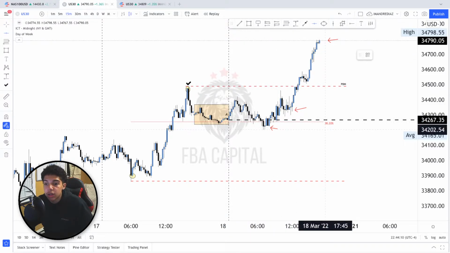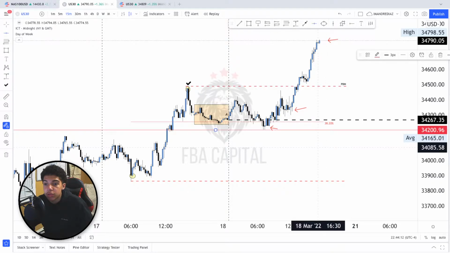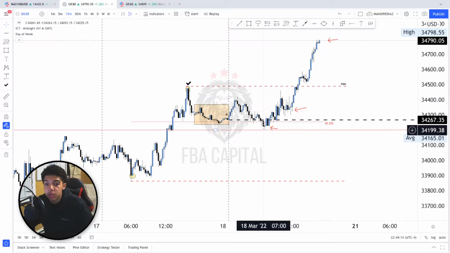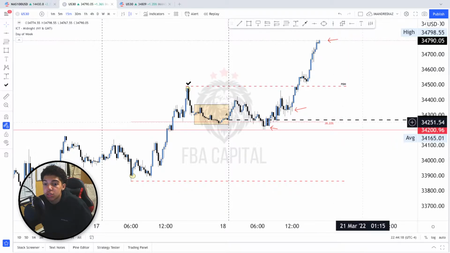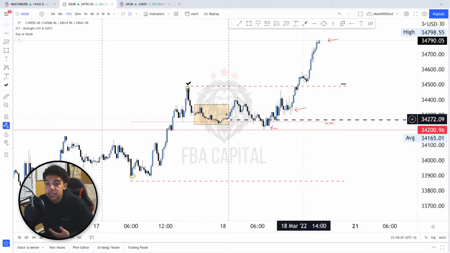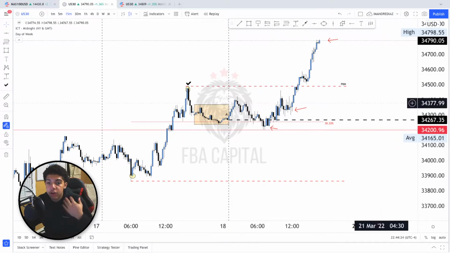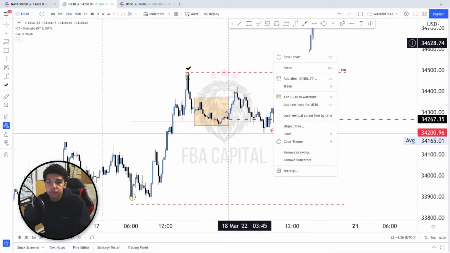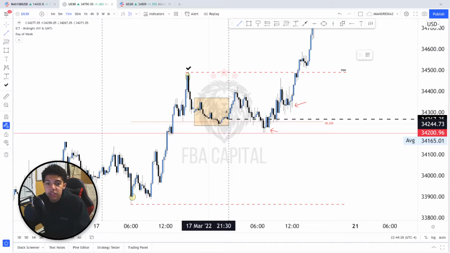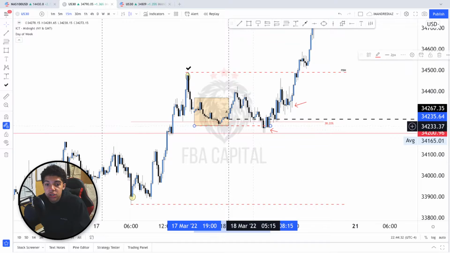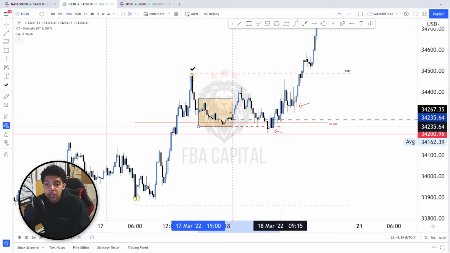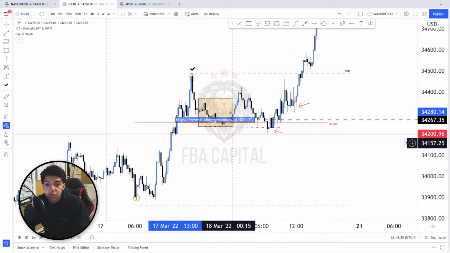But that's not the only confirmation. We also see that we rejected 34,200 to the pip, and then we started trading back above this 38.20%. We were also below the 12 a.m. open at this time, and when we're bullish, buying below the 12 a.m. open is going to be a very good indication. Secondly, not even secondly, thirdly, we ran down and cleared the Asian session lows and had this false break scenario right before pushing to the top side.